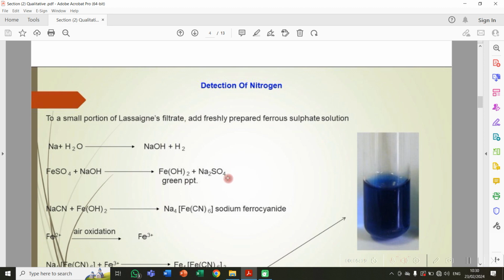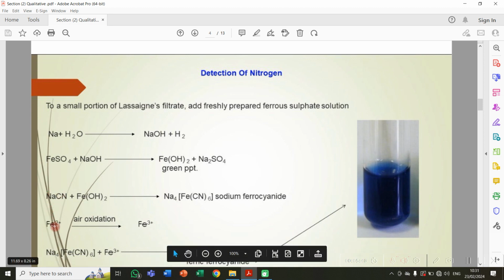But we cannot stop here because this reaction does not involve the sodium cyanide. My reaction must involve sodium cyanide. So sodium cyanide will react with this ferrous hydroxide to give you sodium ferrocyanide. Can we stop here? No, because this sodium ferrocyanide cannot be observed in the laboratory. It does not have any specific color or precipitate or turbidity. So we cannot stop here, although this reaction contains the sodium cyanide.